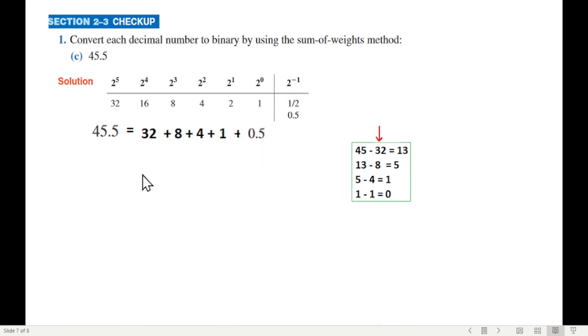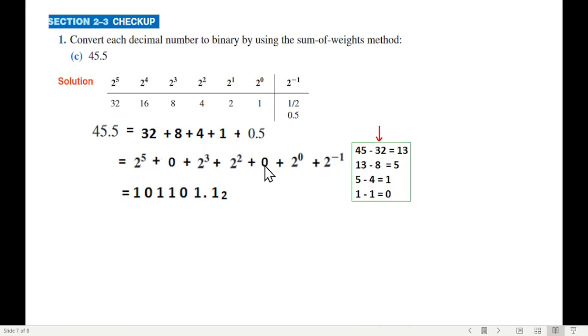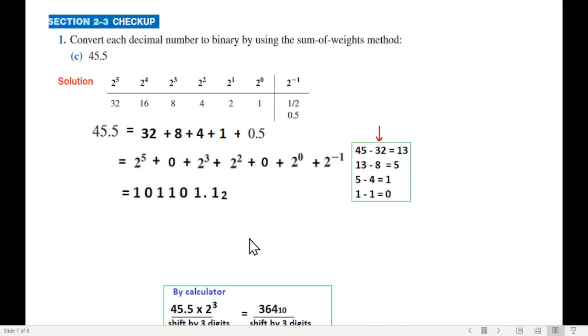And now in terms of 2 powers, so we wrote these wherever there is a gap. 32 is 2 power 5, but 16 is not there, so we'll put a 0. 8 is 2 raised to the power 3, then 4 is okay. Then 2 is not there, so we'll put a 0. Then 1 is 2 power 0, and this is 2 power minus 1. So for all the values we'll put 1, wherever there is 0 we'll put 0. So this is our answer. And this you can verify again from decimal to binary.